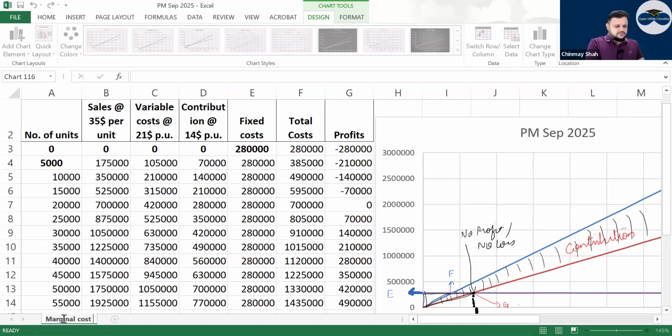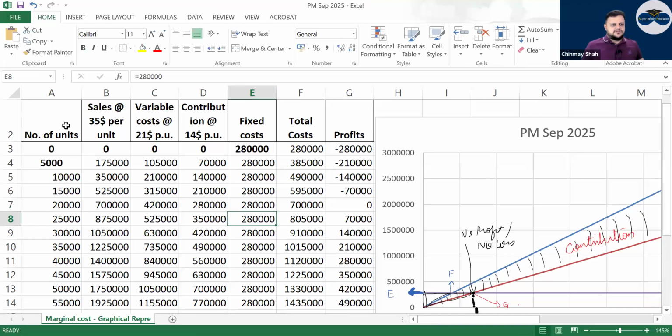Marginal cost. Graphical presentation, because graphical questions have been asked. You are not required to draw, okay? But you have to analyze it and give answers.